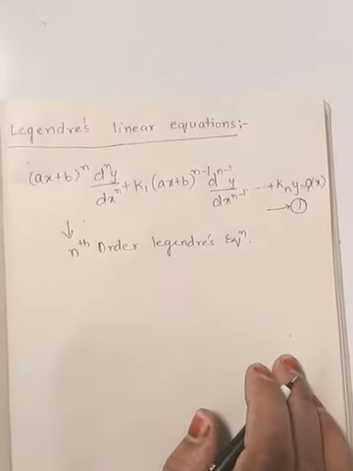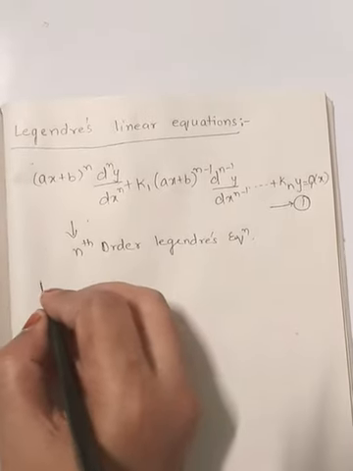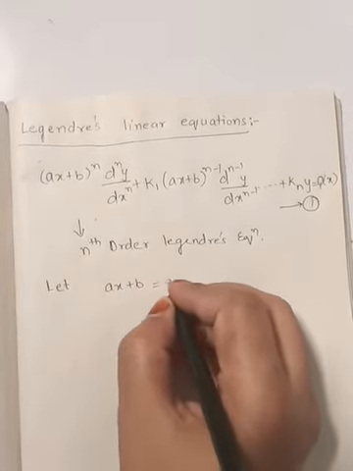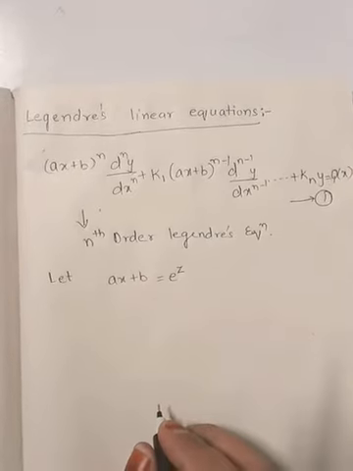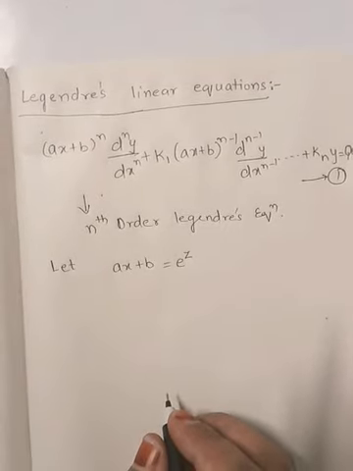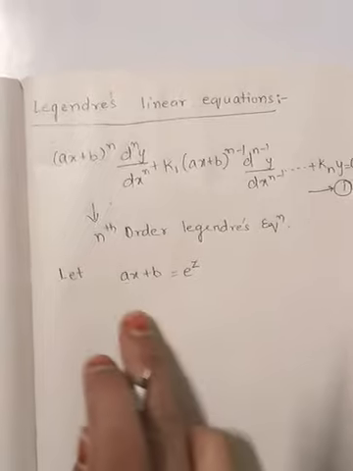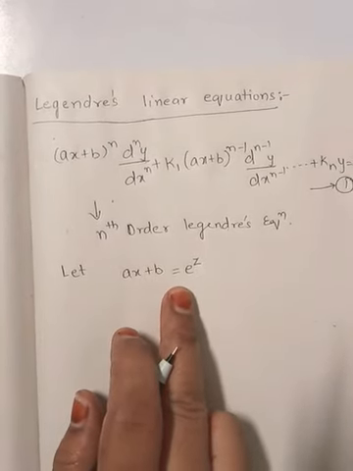Okay, now how to start this? First, let us consider ax + b = e^z. In the previous method we considered x = e^z in our Cauchy-Euler's method. Here we are assuming ax + b = e^z.